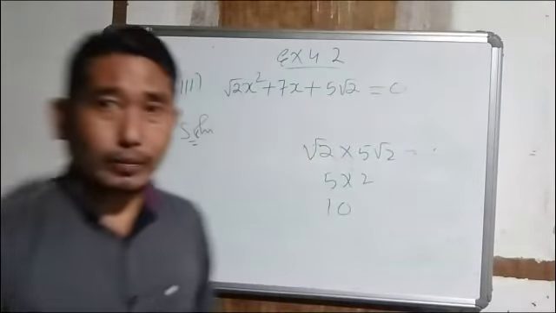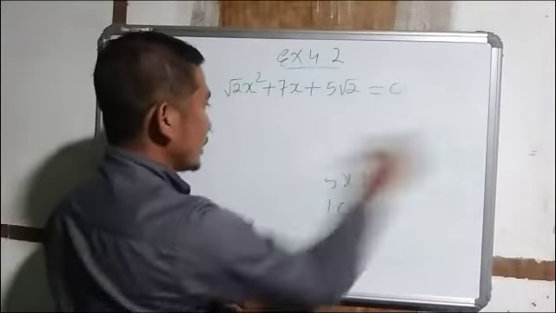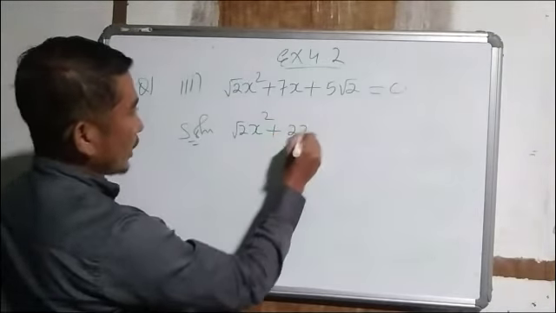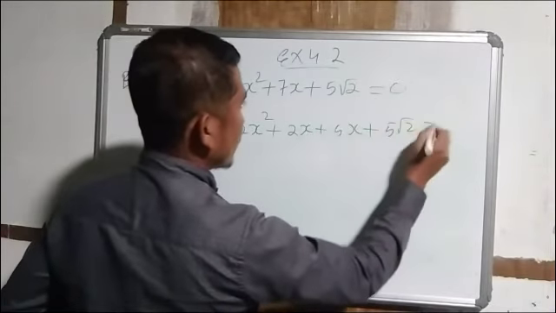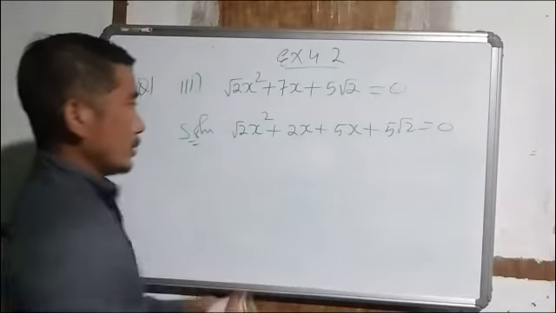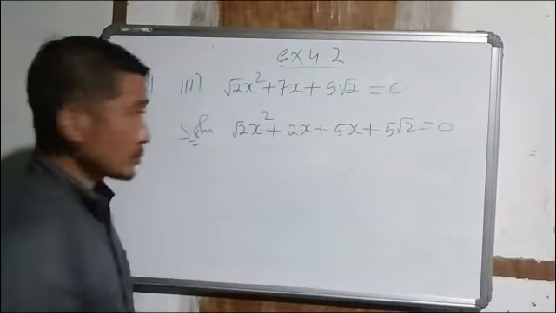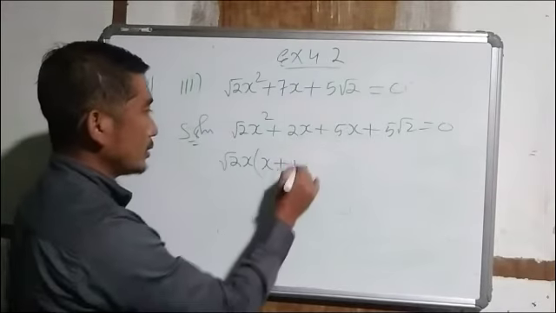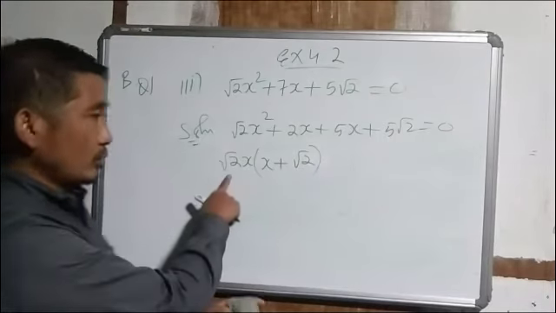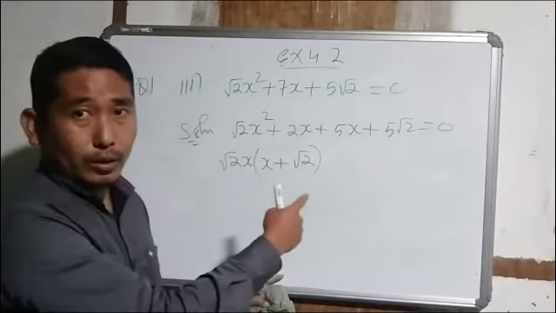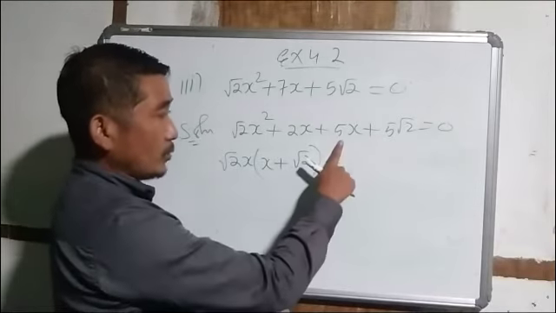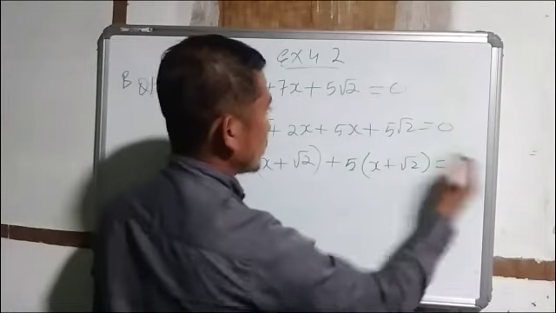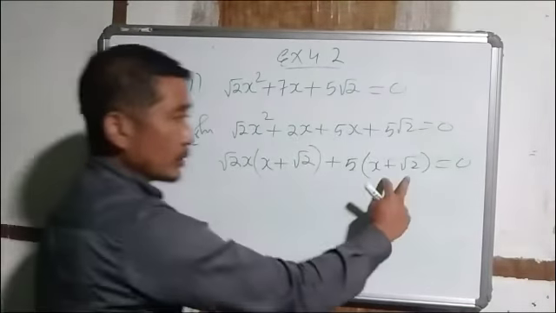So finding two numbers which, when multiplied, give 10, and when added, give 7, we have root 2 x squared plus 2x plus 5x plus 5 root 2 equals 0, because 5 plus 2 is 7, and 5 into 2 is 10. Taking out the common factor of square root of 2, the factor x remains from here, and the factor root 2 remains from here, because square root of 2 multiplied with square root of 2 is square root of 4, which makes 2. Then the 5 and the 5 again here, take out the common factor 5, then x plus root 2 equals 0. Again, taking out x plus root 2 as the common factor.